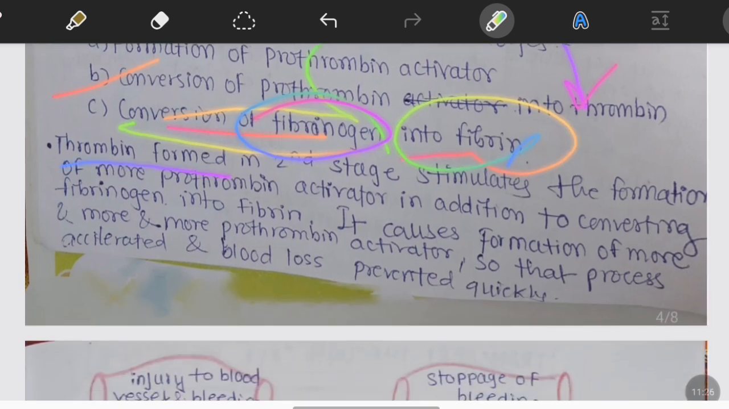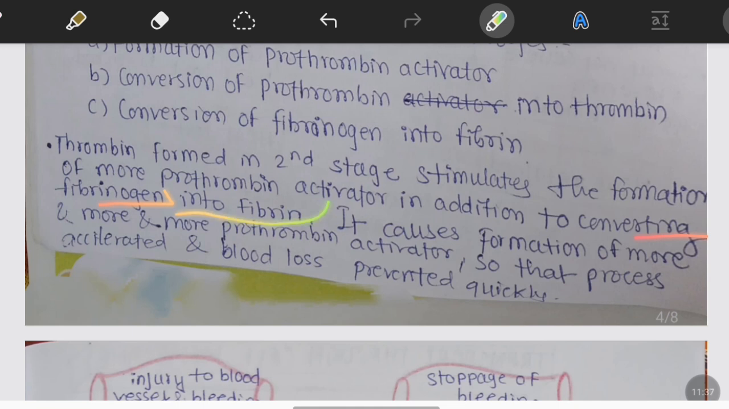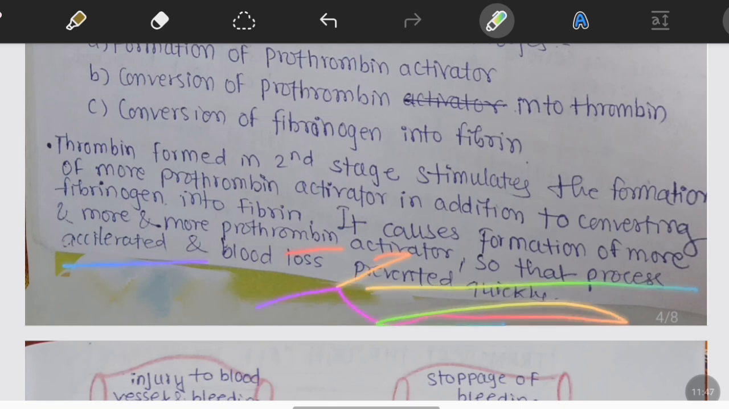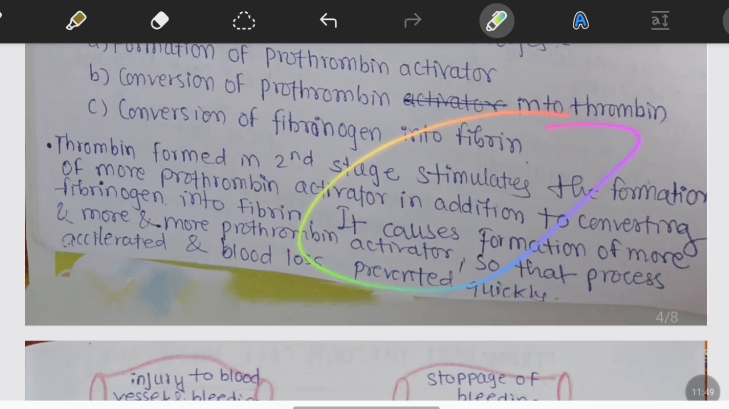Thrombin formed in the second stage stimulates the formation of more prothrombin activator, in addition to converting fibrinogen into fibrin. It causes the formation of more and more prothrombin activators, so the process is accelerated and blood loss is prevented quickly, because it is a sudden reaction.